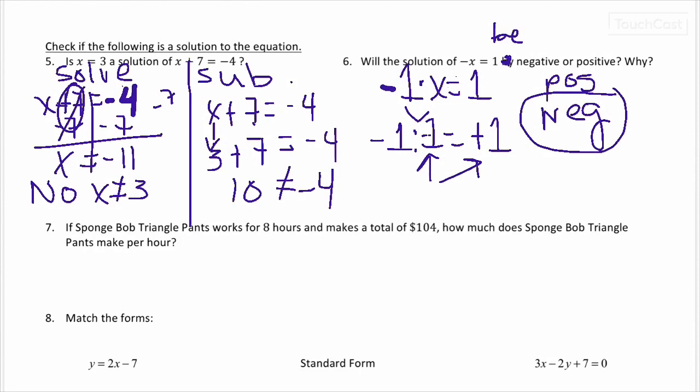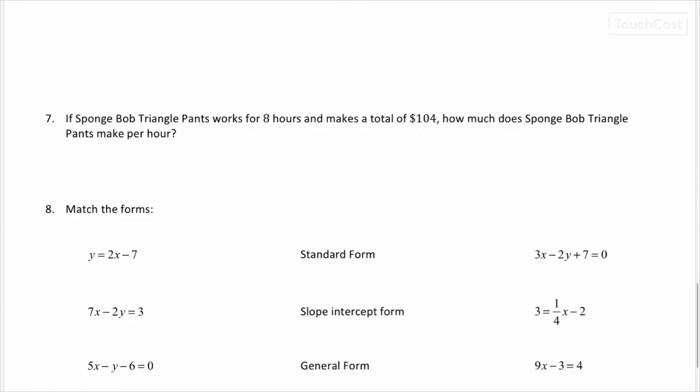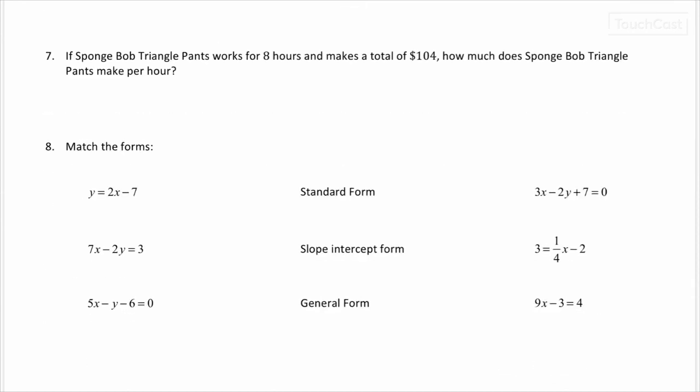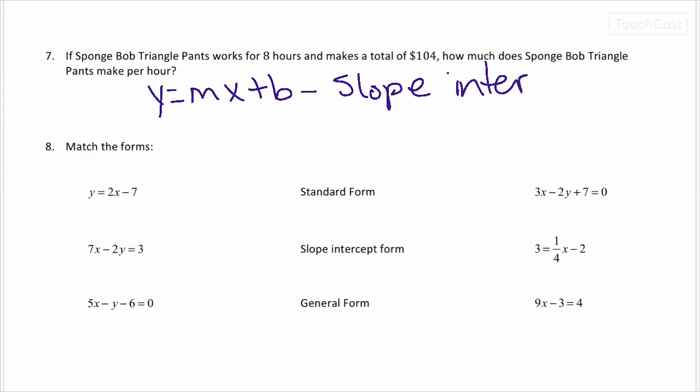I wonder. All right, match the forms. Ooh, how fun. I'm going to love this. Okay, so when you're matching forms, you have to know what the forms are. So you're going to have to write this down. Every time you write it down, you'll remember it more. Y equals mx plus b is slope-intercept. Okay, cool. And then ax plus by equals c, standard.